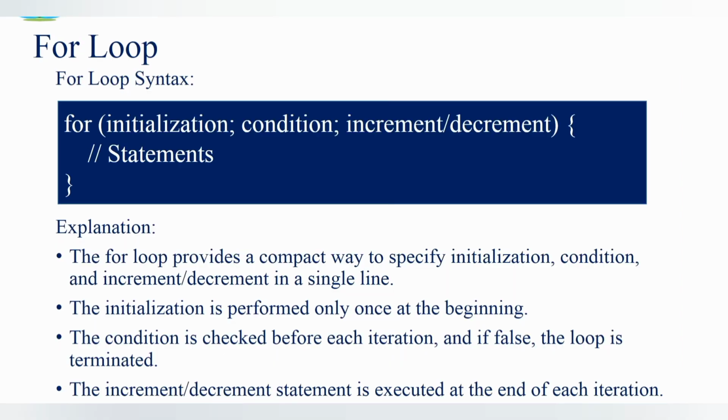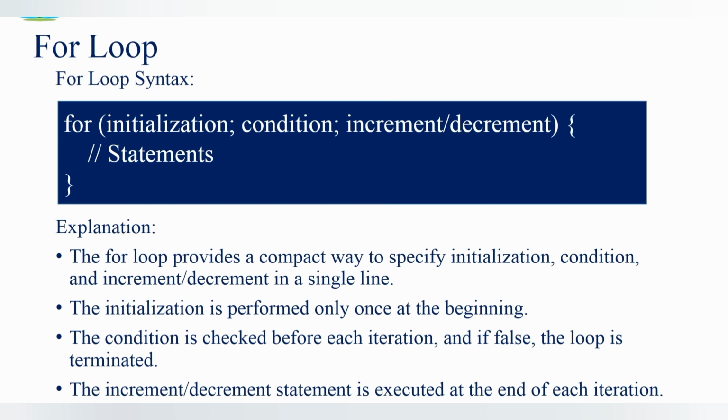Next, the for loop. The for loop provides a compact way to specify initialization, condition and increment or decrement in a single line. The initialization is performed only once at the beginning. The condition is checked before each iteration, and if false, the loop is terminated. The increment or decrement statement is executed at the end of each iteration. Here we have the for loop syntax.